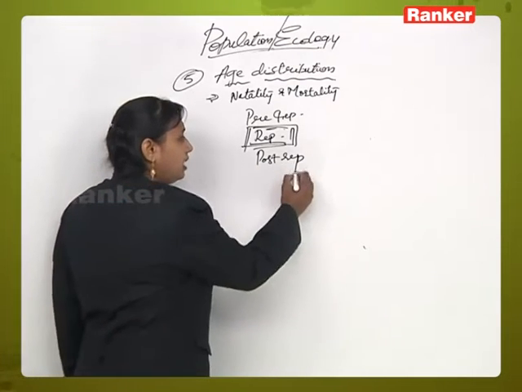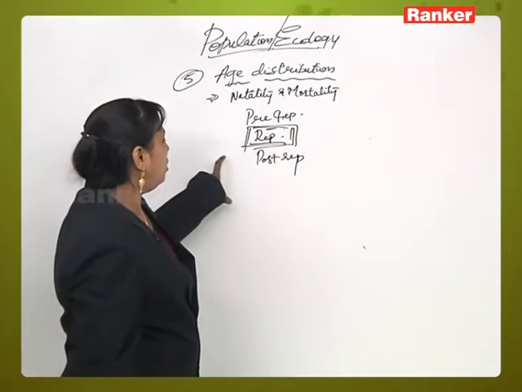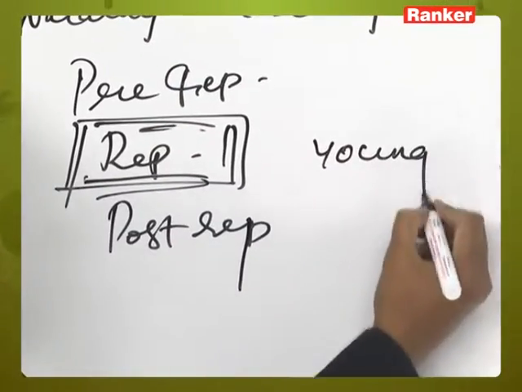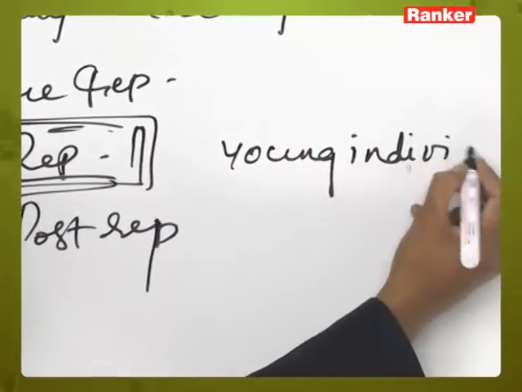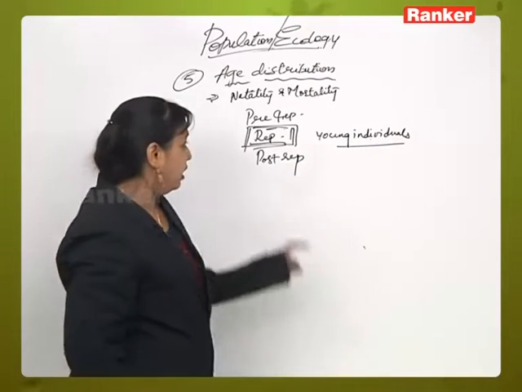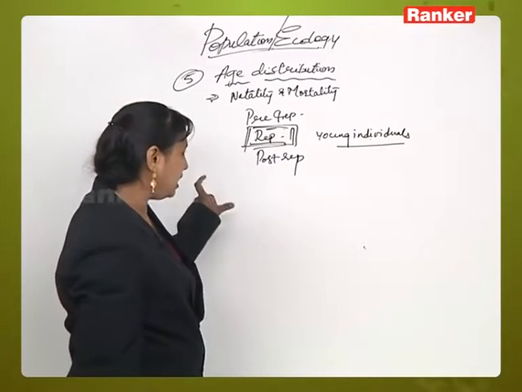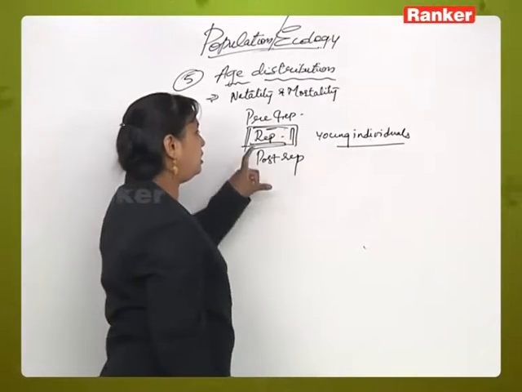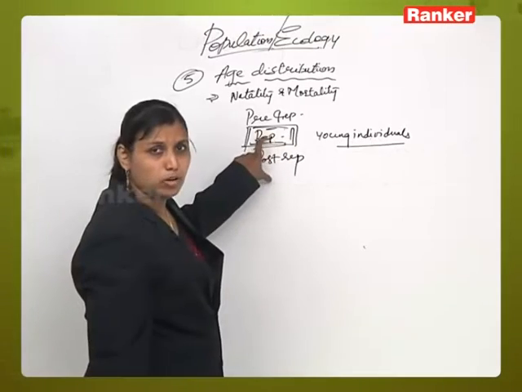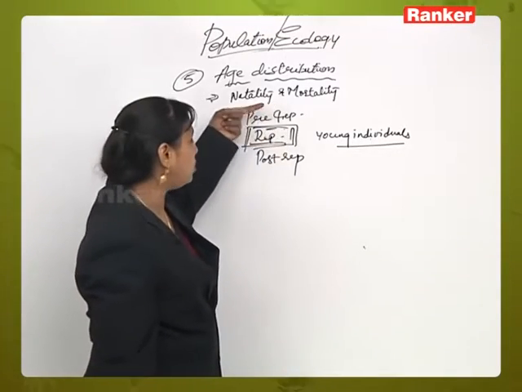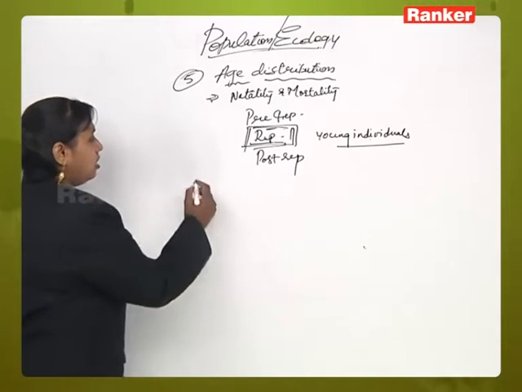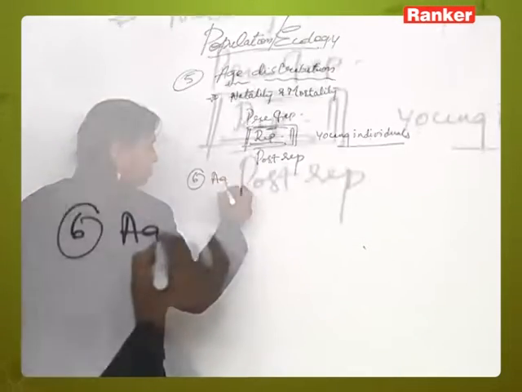So, we can say the age distribution can be done on the basis of the number of young individuals which are surviving in a particular population. So, the more the rate of natality in a particular population indicates that in that particular population the reproductive phase is more stable and there is more number of young individuals when compared to the children and the old people. Okay. The next one we are having is called age pyramids.